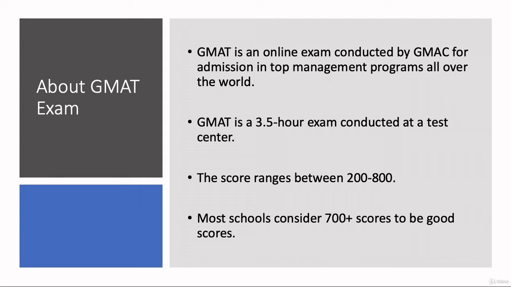GMAC is the conducting authority here, which is responsible for conducting it in test centers all over the world. GMAT is a 3.5-hour exam which is conducted at a test center of your choice. This test center is selected by you when you are applying for the GMAT exam and filling out the application. The GMAT score ranges between 200 and 800. This score is defined by primarily two sections that are verbal and quant. I'll be discussing this later. And a score of 700 plus is usually considered to be a very good score in GMAT.